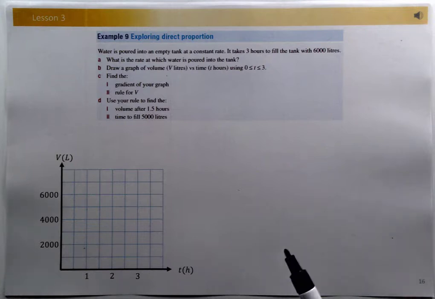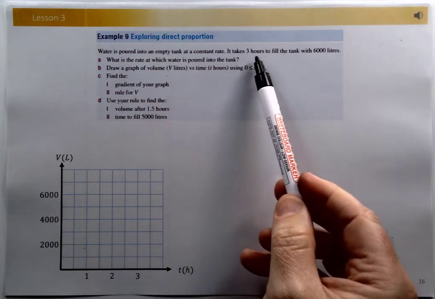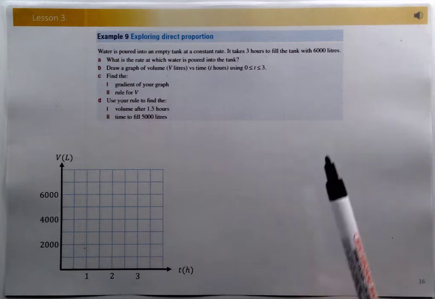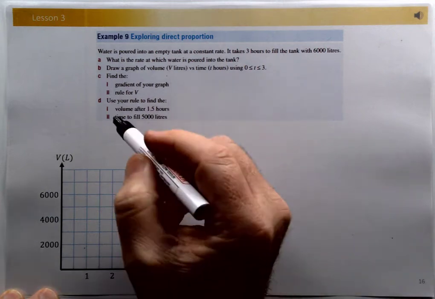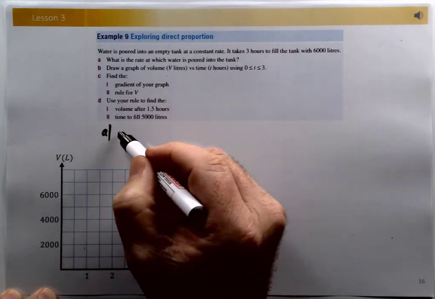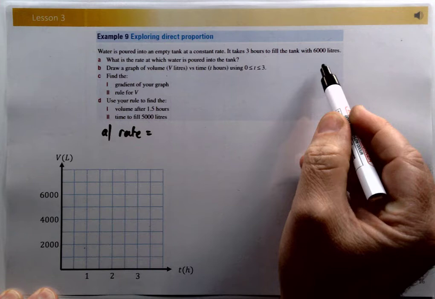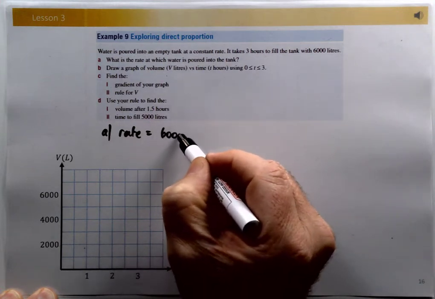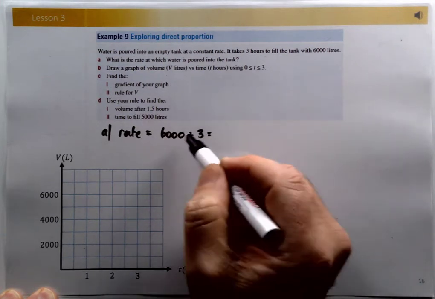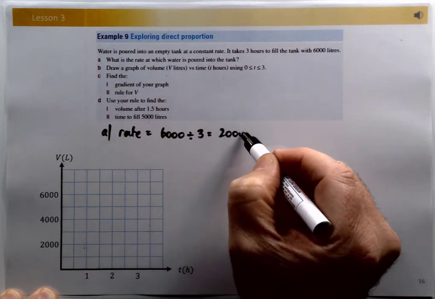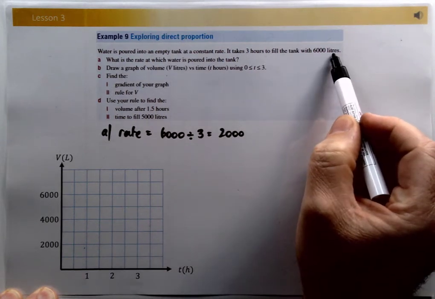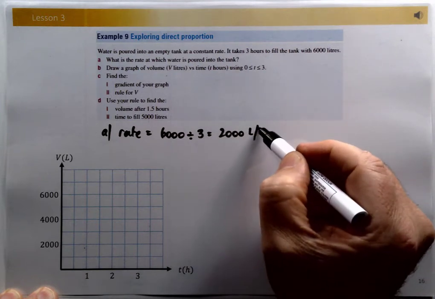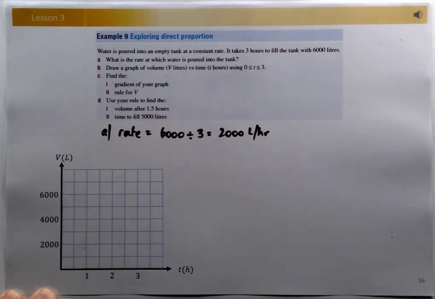Okay, water is poured into an empty tank at a constant rate. So somebody's put a hose in there or a tap or something like that. It takes 3 hours to fill the tank with 6,000 litres. What is the rate at which water is poured into the tank? So the rate is simply going to be the amount of water that goes into the tank divided by the time it takes. So we get an answer of 2,000. And because we've divided litres by hours, that rate is going to be in litres per hour.